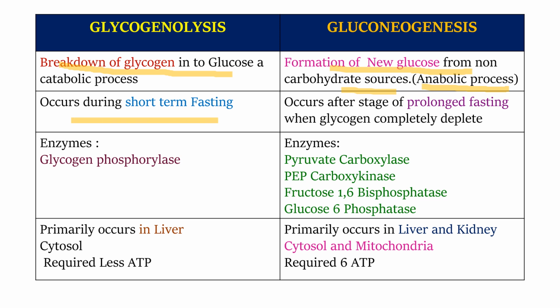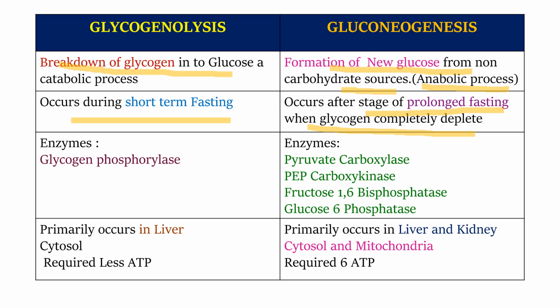Glycogenolysis occurs in short-term fasting, around 12 to 14 hours, whereas gluconeogenesis occurs after a stage of prolonged fasting, which is starvation, when the glycogen is completely depleted. So in the body, after 24 hours, there is a starvation condition when glycogen is completely depleted or there is no carbohydrate source. So glucose is formed from non-carbohydrate sources like lactate, propionic acid and amino acids.